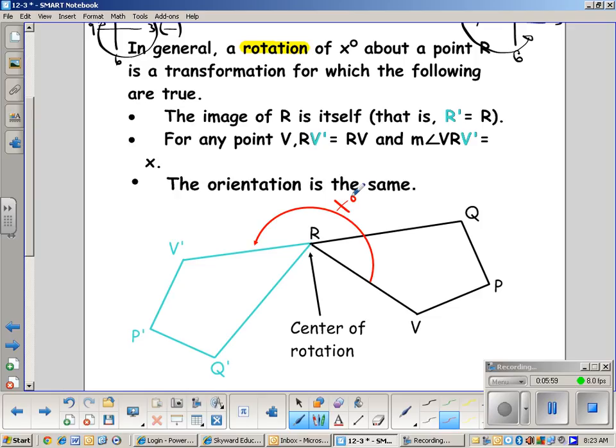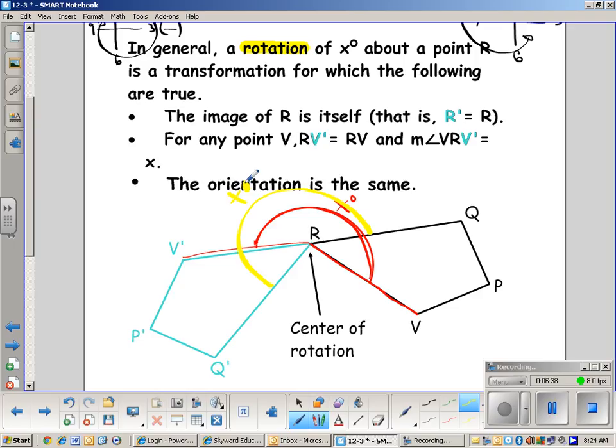is our X degrees. The measure of this line from here rotated to here. Okay? That's going to be our X degrees. That's the angle of our rotation. Now I chose to put it on RV and RV prime, and that matches this next statement here, okay? But the fact of the matter is you can measure this angle, RQ, let's go a different color here, RQ to RQ prime. That should be the same X degrees, okay?